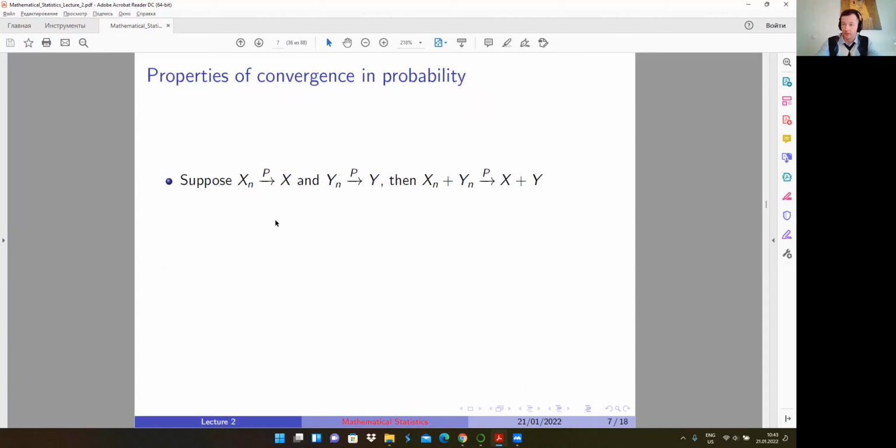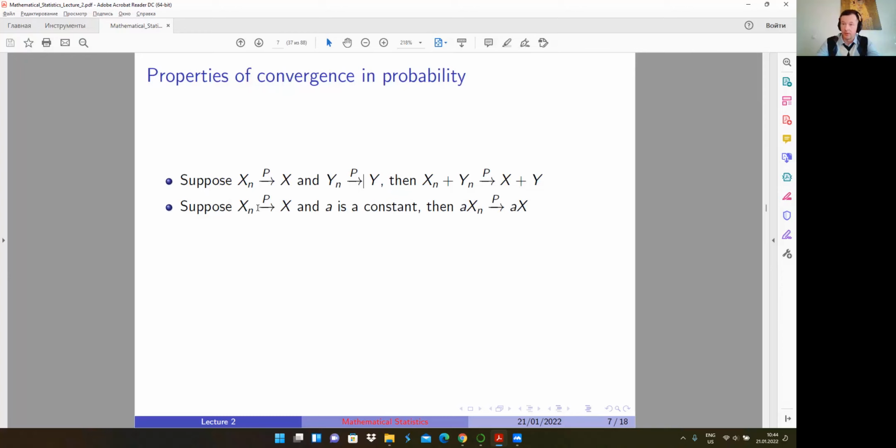So there are some properties. We would need them in the next lecture to justify some useful tools when we analyze the data. If we have two sequences of random variables, xn and yn, and these two sequences converge in probability to the respective variables x and y, then their sum converges in probability to the sum of these probability limits, to the probability limit of xn and to the probability limit of yn, x and y respectively.